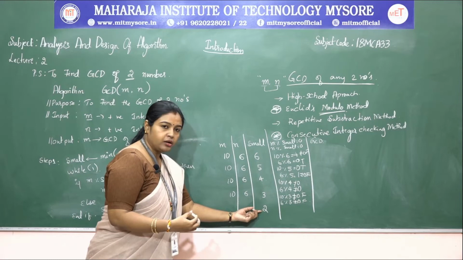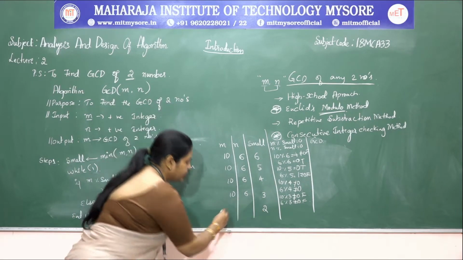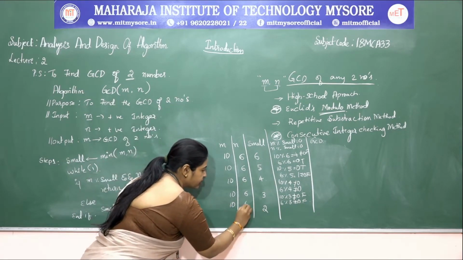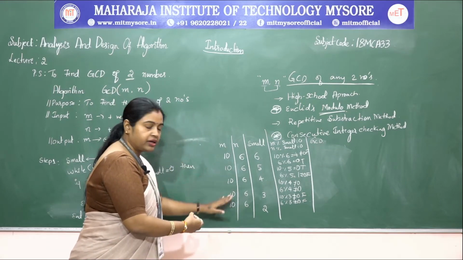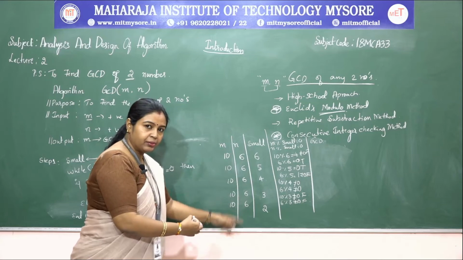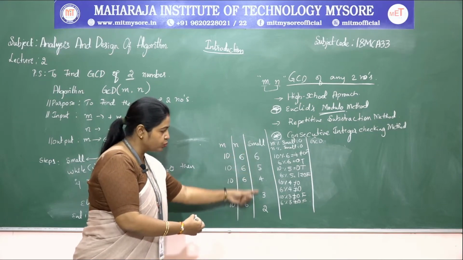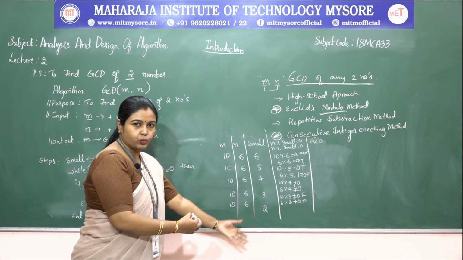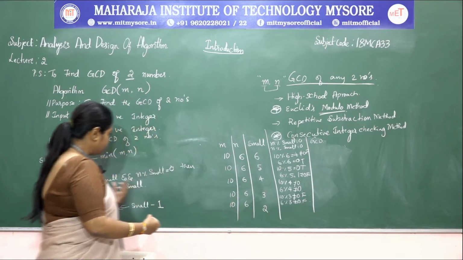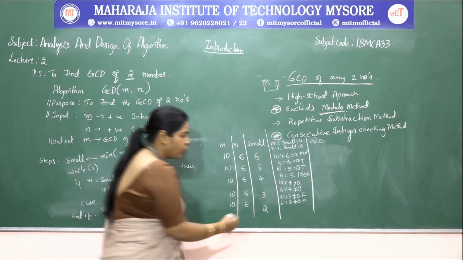So now here we need to do what? Again the first number is 10 and the second number is 6. So it is not going to be changed. This will be written as it is. So only the variable is what? The small. This is varying 6, 5, 4, 3, 2, like this it is varying.